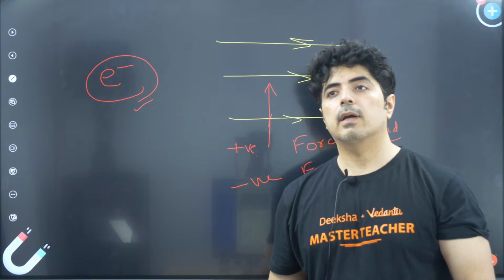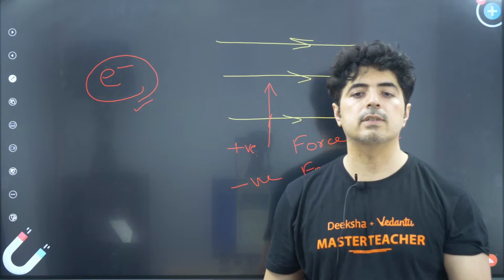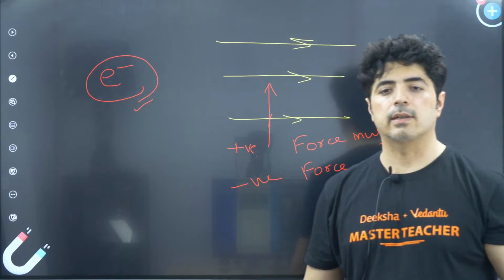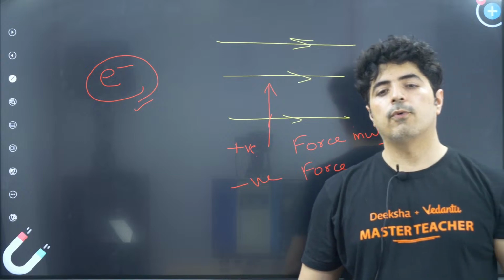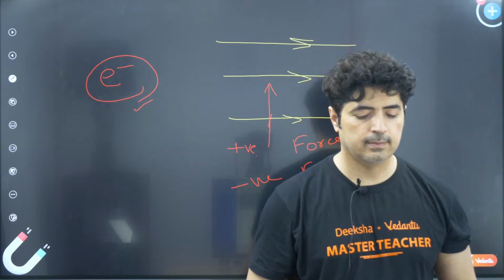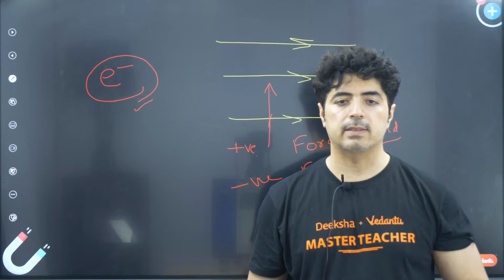If the alpha particle is going towards north, if the alpha particle is experiencing force in the north direction, where will be the force on the electron? Opposite, in the south direction. This was the CBSE problem, past year problem.